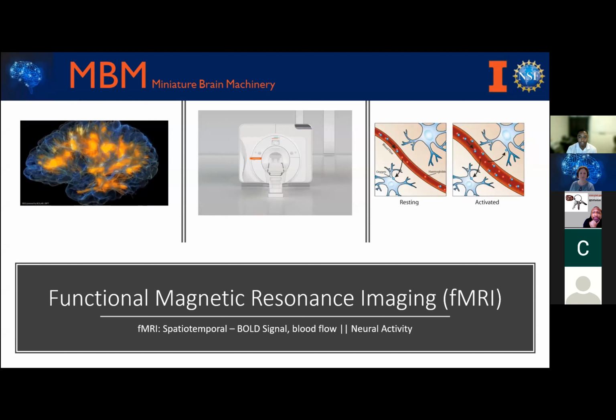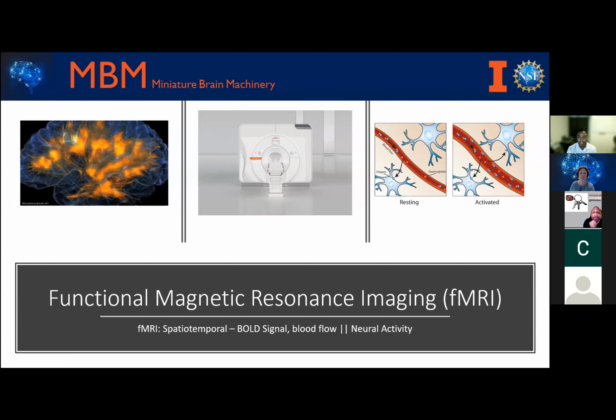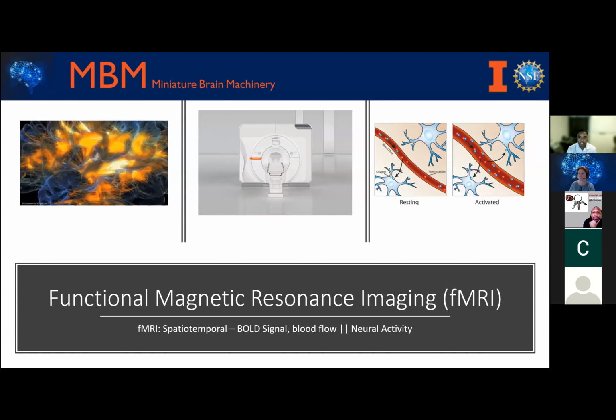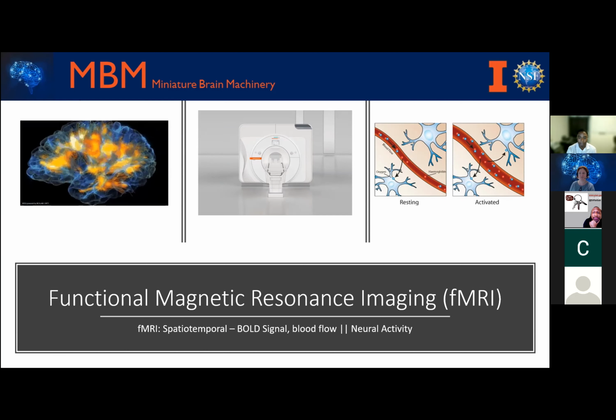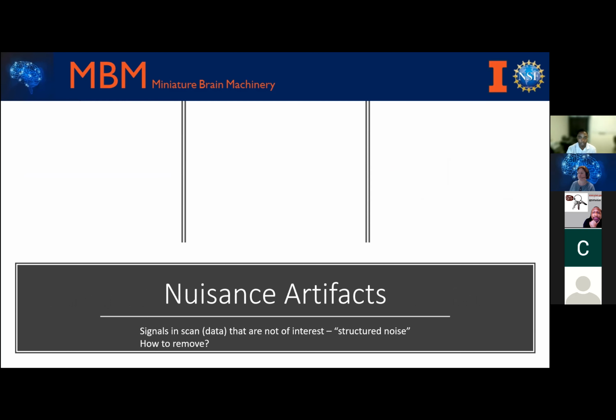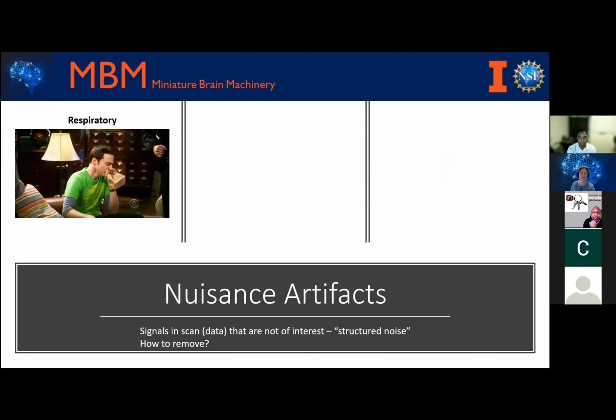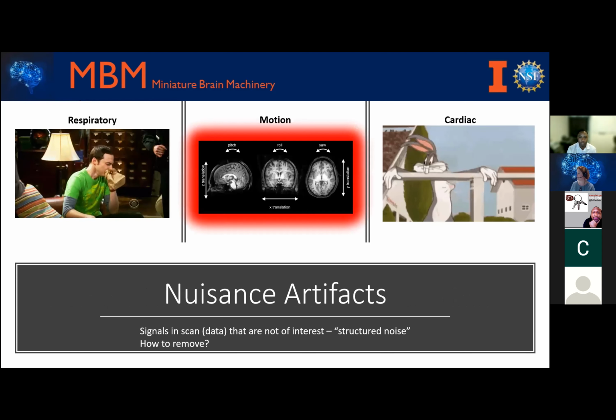So just as a summary, fMRI is used to examine neuroactivity in the brain by measuring small changes in magnetic field induced by blood flow that occur after neurons fire. However, due to the spatial temporal resolution of fMRI, it's highly susceptible to nuisance artifacts, such as those from respiratory, cardiac, and motion-induced changes in the magnetic field.